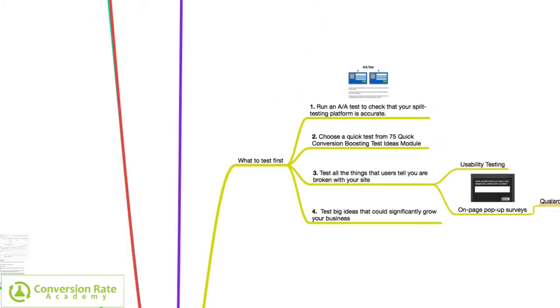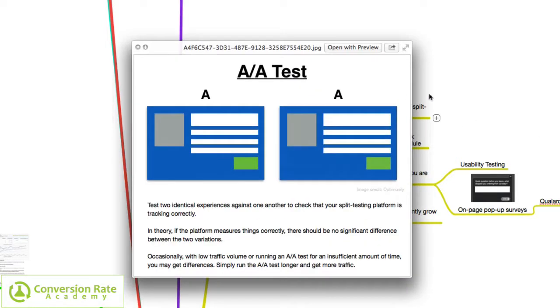The first thing you want to do is run an AA test, and what this means is you have to check that your split testing platform is working properly, because if it isn't, it's going to be recording inaccurate results and it's going to cause you problems. So what you do is you test 2 identical user experiences against one another, and in theory, if the platform measures everything correctly, there should be no significant difference between the 2 variations. They're not going to be identical, but there shouldn't be any significant difference between them.